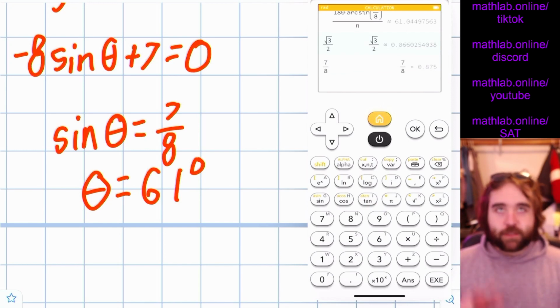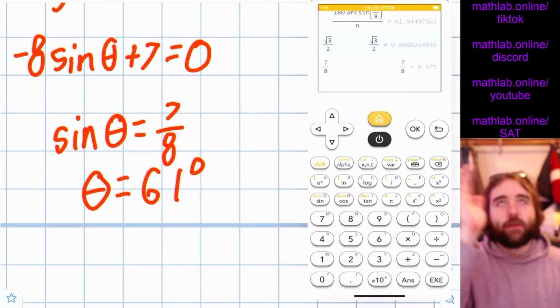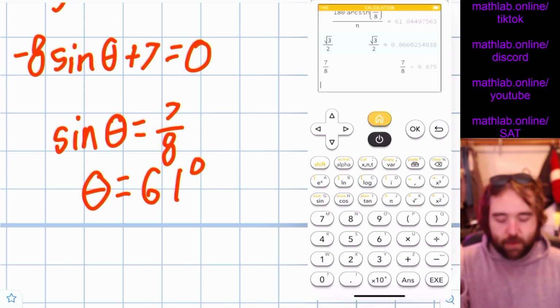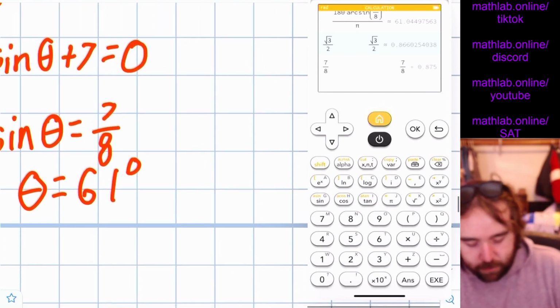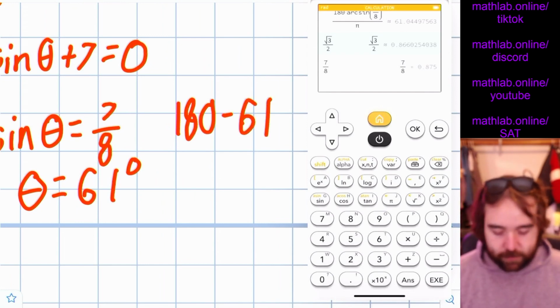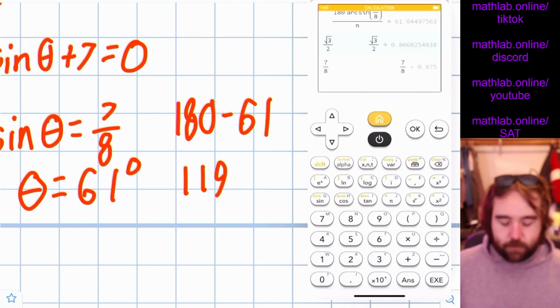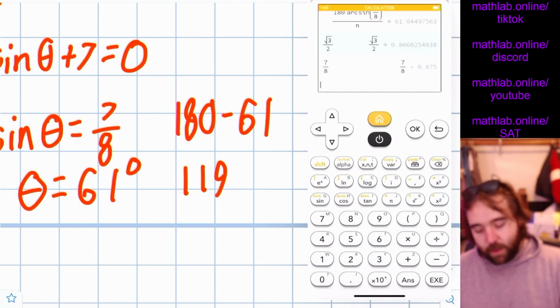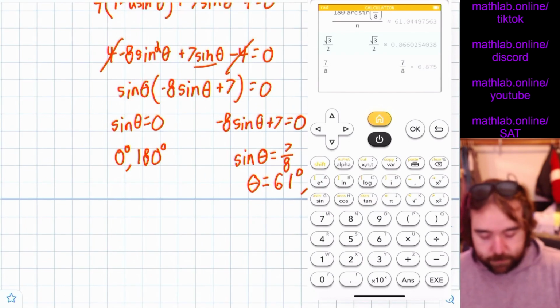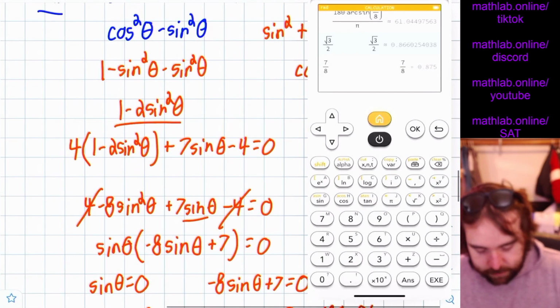But that's not it, right? Because you'll always expect two of them. So you got to think, when is sine positive? First quadrant and second quadrant. So then you have to find the reference angle by doing 180 minus 61 degrees. So that should get you 119. And those should be your four answers.